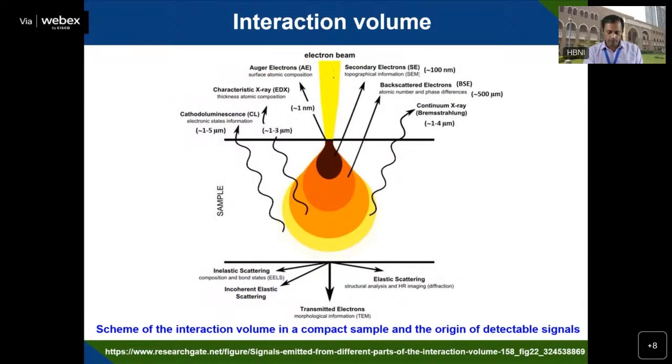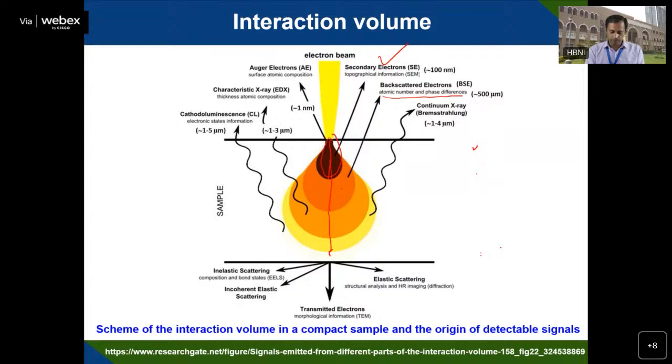You can see here you have an electron beam coming in, and at the top surface, the surface phenomena occur at about a 100 nanometer length scale. In that range, you can mainly see secondary electrons. Then a little deeper, up to 500 microns, you can see the backscattered electrons coming out. Going a little deeper, you will see X-rays and cathodoluminescence, and even deeper, the continuous X-ray background radiation will come if you keep going inside.